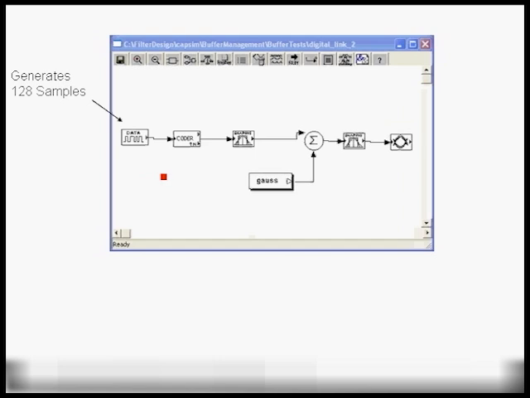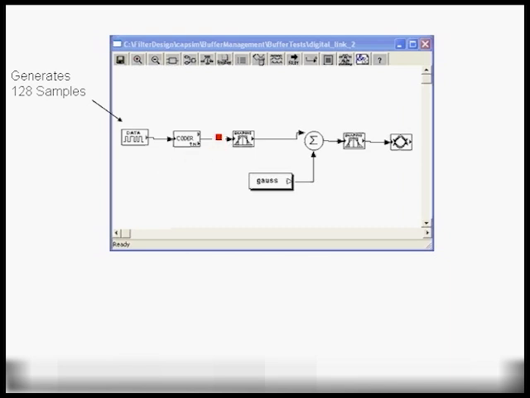Now let's consider the case where we actually add the block Gauss, which generates normally distributed Gaussian samples, and it's connected to the add block, and we're trying to model a channel with additive white Gaussian noise. Now here we get an interesting situation. The binary data generates 128 bits. The coder then upsamples that by a factor of 8. So for every bit here, we get 8 samples here.